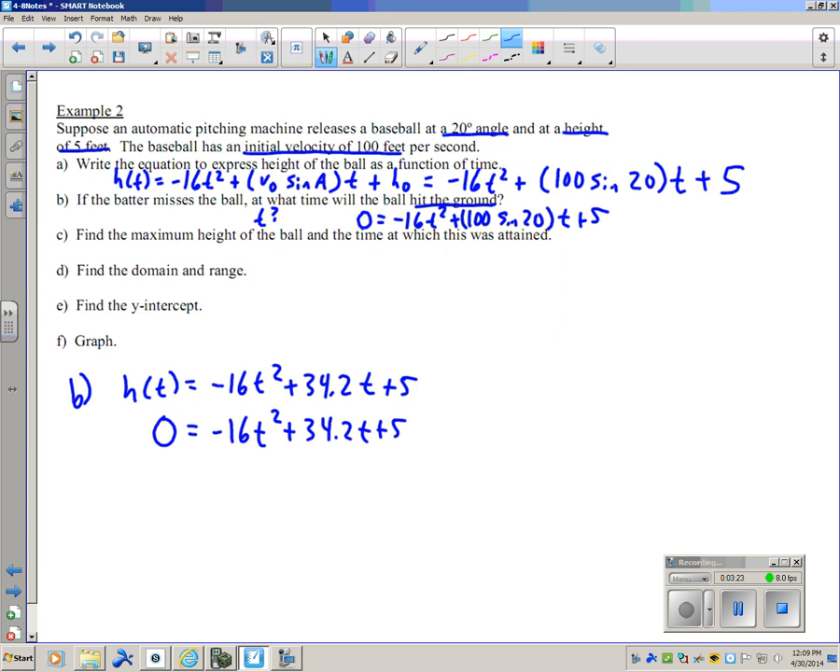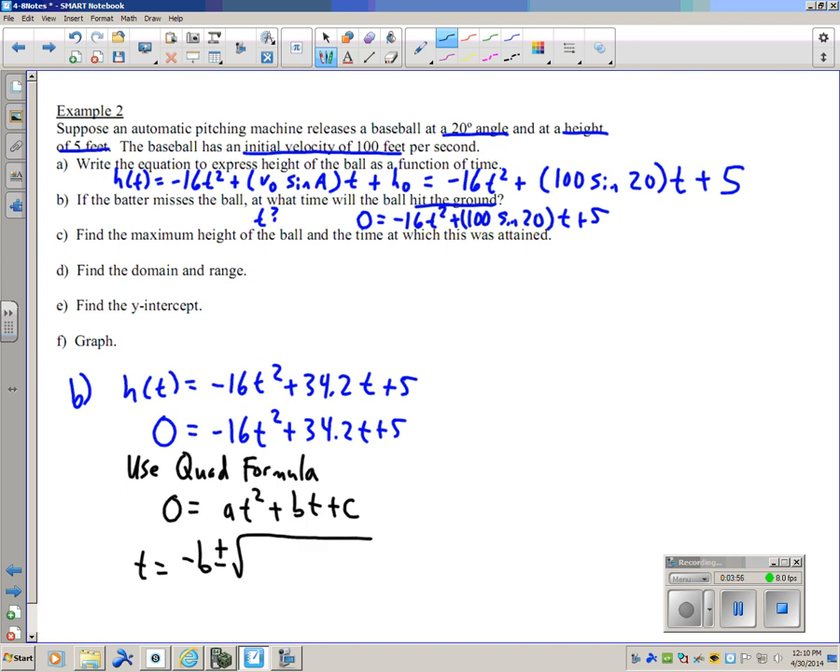There are lots of tools you've learned to be able to solve for t here. One tool you could use is the quadratic formula. So I'm going to use that one right now. Remember, this goes 0 equals a t squared plus b t plus c. And the quadratic formula says that t is equal to the opposite of b plus or minus the square root of b squared minus 4ac, all over 2a.